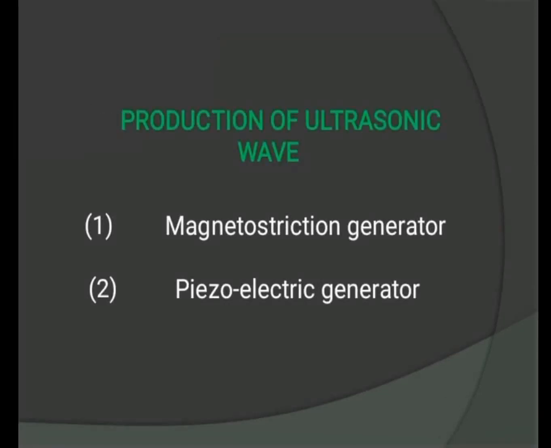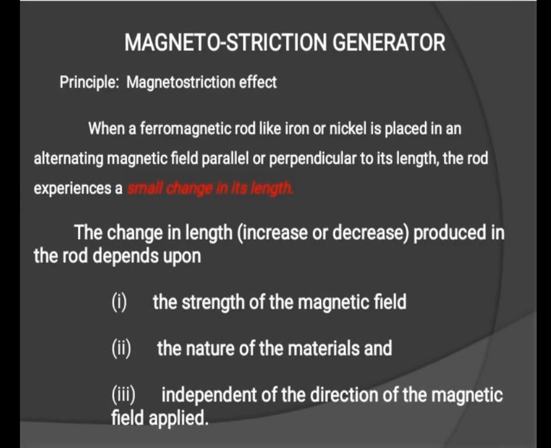Production of ultrasonic waves. Ultrasonic waves are not produced by an ordinary method. They are produced by the following two methods: the magnetostriction generator and the piezoelectric generator. Production of ultrasonic waves by the magnetostriction method.